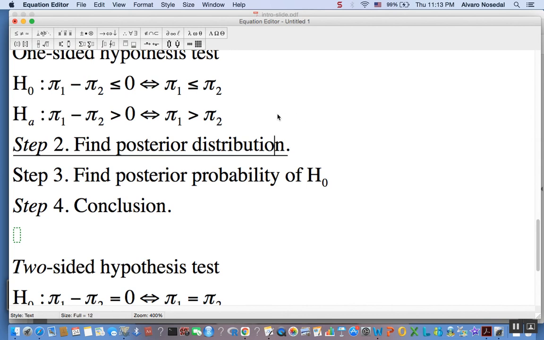You can extend them for the two-parameter problem. Okay, well, that's it for now.